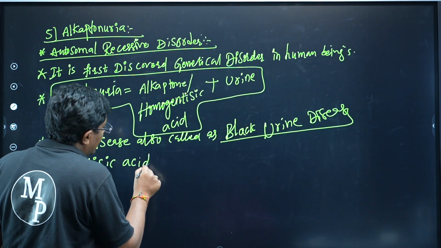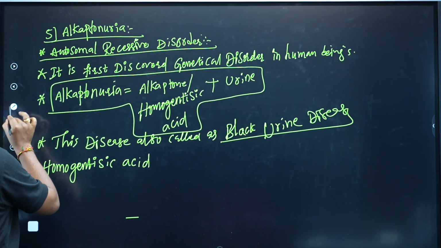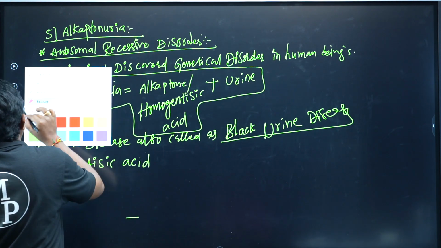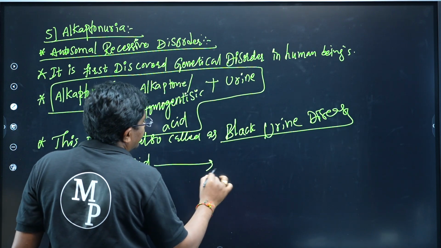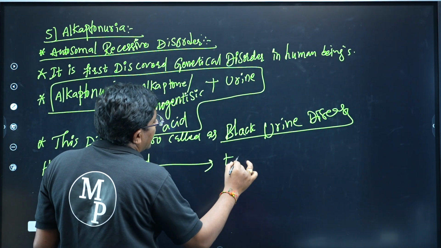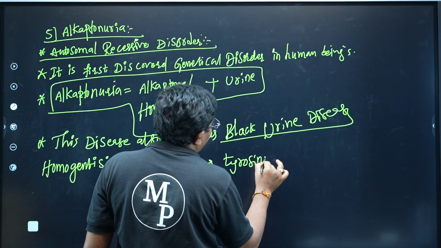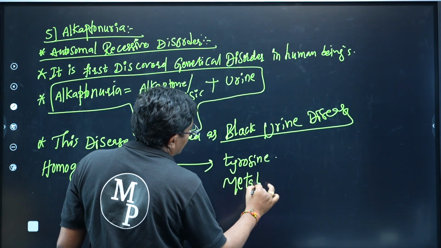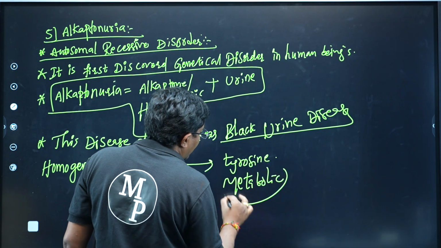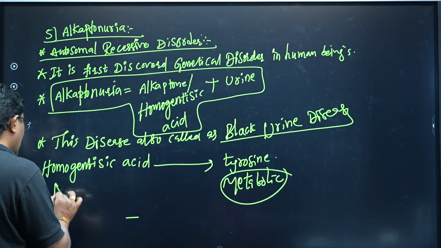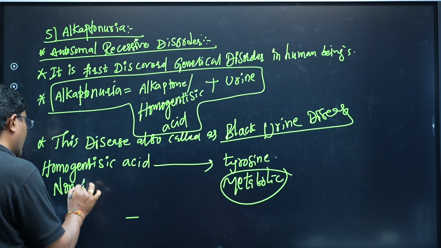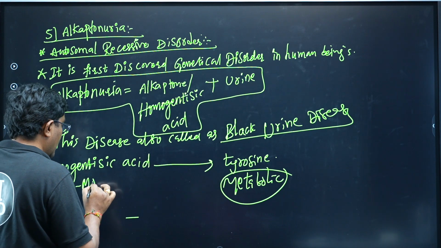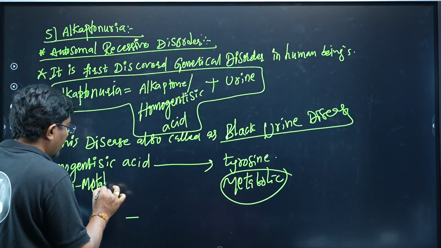Homogentisic acid is converted into tyrosine. It is a metabolic product, and the non-metabolic product, again the same as phenylketonuria with phenylalanine. It is the non-metabolic material.